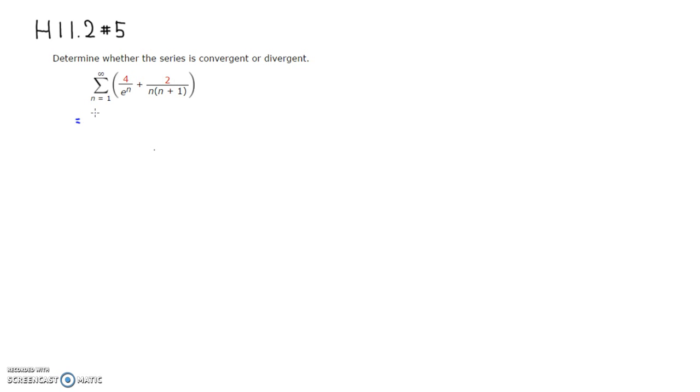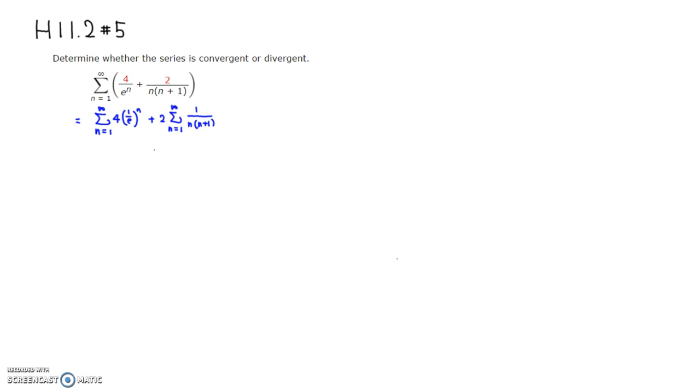So here, the first one is the summation, n goes from 1 to infinity, and I'm going to write it this way: 4 in front, and then 1 over e to the nth power. It's the same thing. And the second part, I'm going to pull 2 out. Then we have a summation, n goes from 1 to infinity, of 1 over n times quantity n plus 1.